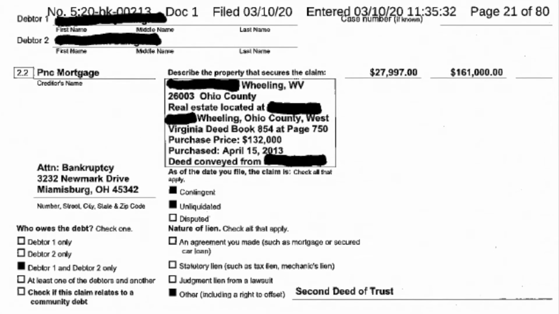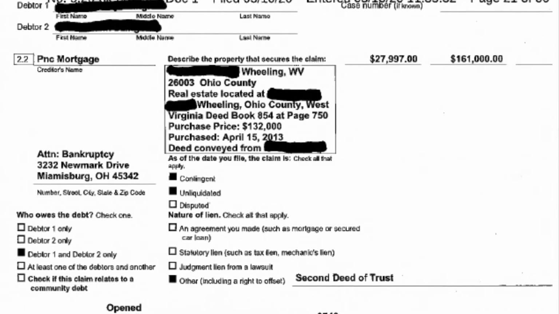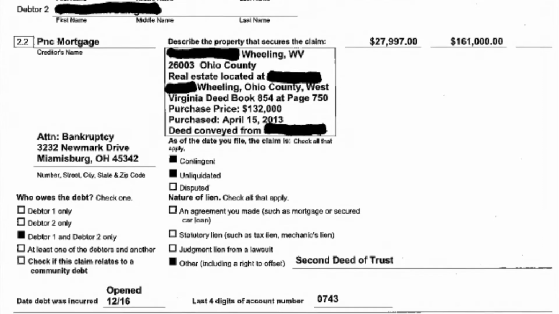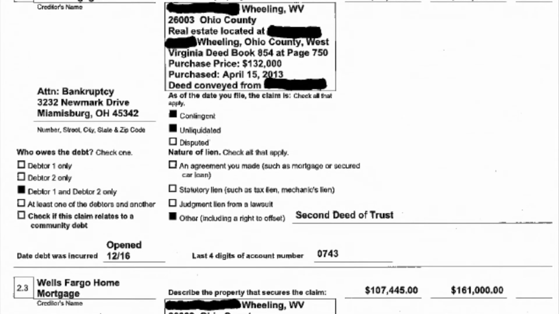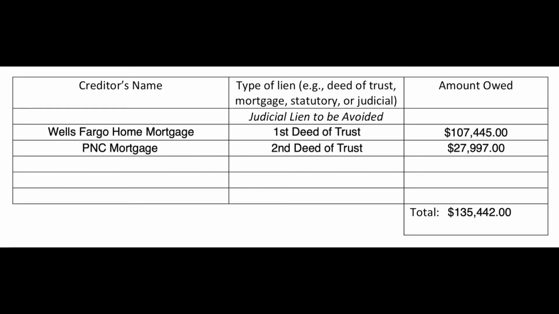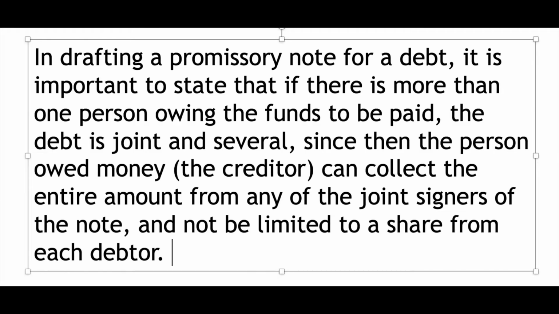As shown, the debtors have a first mortgage in the amount of $107,445 and a second mortgage in the amount of $27,997 for a total amount of $135,442 in secured debt. Both debtors are liable on the debt. Generally, this means that each debtor is liable to repay the mortgage. For example, if one spouse died, the entirety of the mortgage obligations would be owed by the remaining party on the note securing the deed of trust.